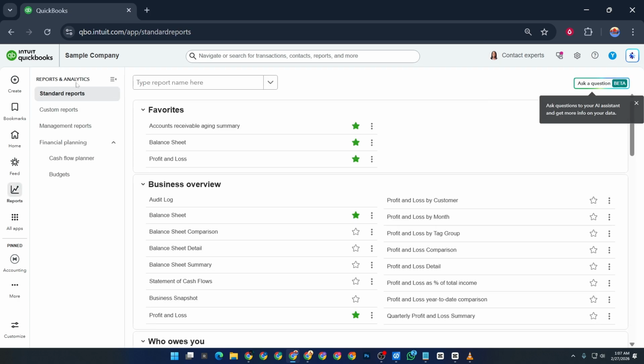So in short, use journal entries for manual, complex adjustments and expenses for regular business spending. Your choice depends on your comfort level, the type of transaction, and the level of detail you need in your records. And that's the difference between journal entries and expenses in QuickBooks. Understanding this will help you keep your books organized and accurate.